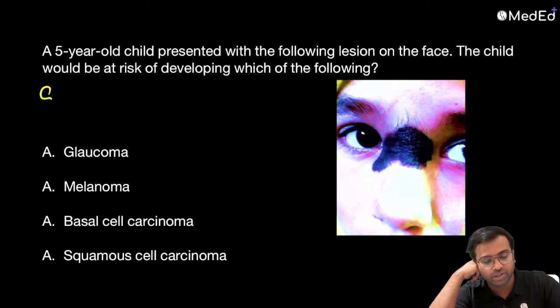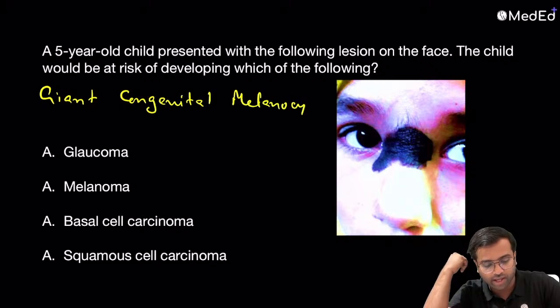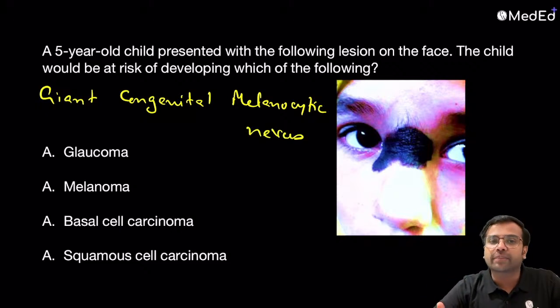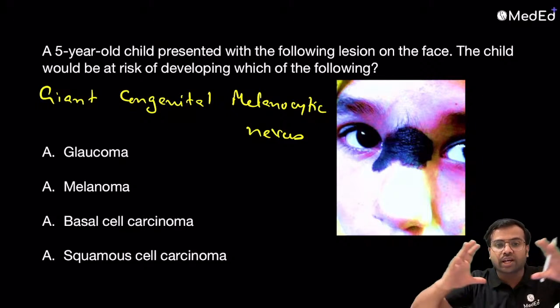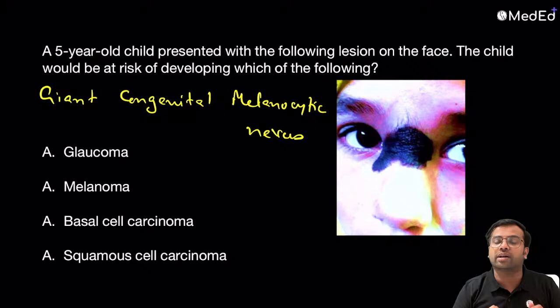So here the diagnosis is going to be a giant congenital melanocytic nevus. See, what is a congenital melanocytic nevus? This is a black mole which is present since birth. Here we call it a giant one because the size is going to be bigger. So whenever you get a very large mole which is present since birth, what is the risk associated with this kind of condition? Is it glaucoma? Is it melanoma? Is it basal cell carcinoma or squamous cell carcinoma?